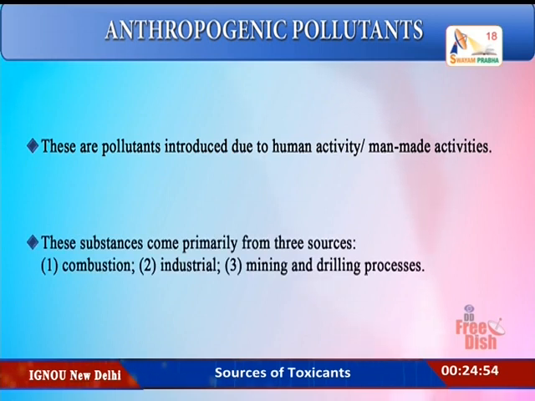These substances come from three main sources. One is combustion, the second is industrial activity, and the third is mining and drilling processes. You have seen that natural resources, for example open cast mining, involve so much mining activity that the entire air gets polluted. That is why environmental impact assessment reports are always important before carrying out such activities, to assess whether the people living in such areas will be affected by these pollutants and particulate matter and so on.